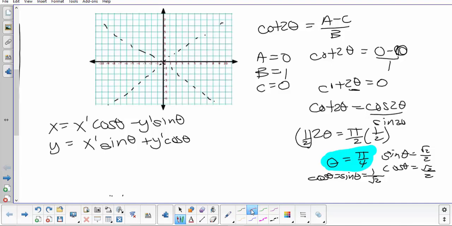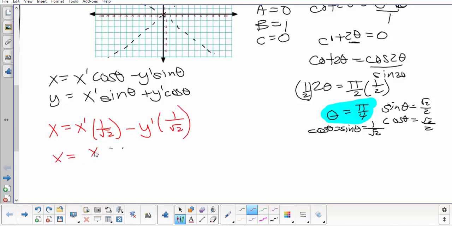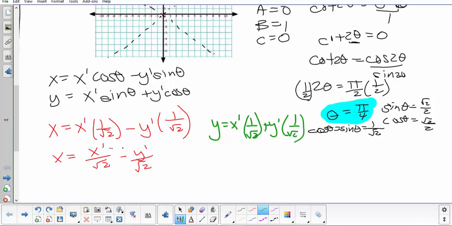So when we go back over here and plug things into our formula, we get x equals x prime, cosine of theta is 1 over root 2, so times 1 over root 2, minus y prime, sine theta is also 1 over root 2. So simplifying this, we get x is equal to x prime over root 2 minus y prime over root 2. And then we can do the same thing for y. So y is equal to x prime times 1 over root 2 plus y prime times 1 over root 2. So y is x prime over root 2 plus y prime over root 2.